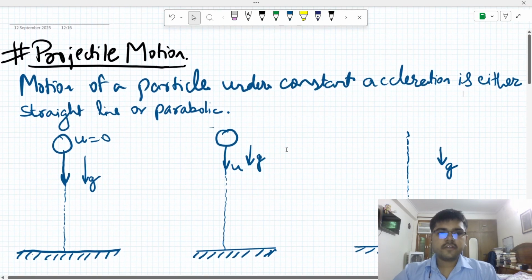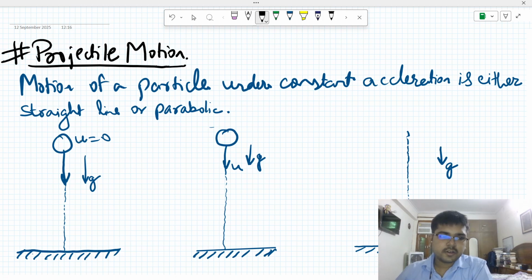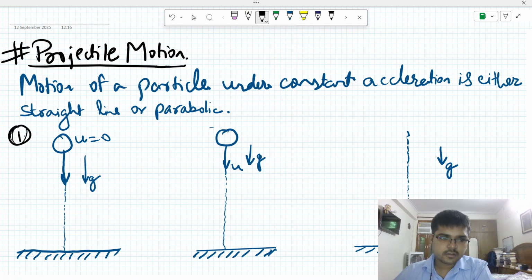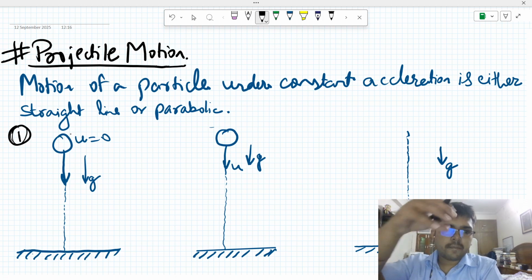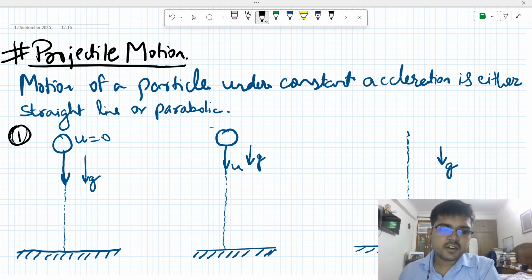So, motion of a particle under constant acceleration is either a straight line or parabolic. In a straight line, the following three cases are there. First case is u equals 0, initial velocity is equal to 0, and we are just dropping a ball from the air towards the ground. So it is under the acceleration g.